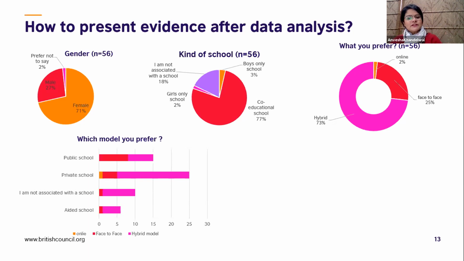So you would notice that public school, 50%, there are 50-50 people who preferred hybrid to face-to-face. Private school, majority preferred hybrid model. Aided school also preferred hybrid model. Now the catch here is, it's not representative data. It's not that I can say with confidence, because it's not representing all the population here.